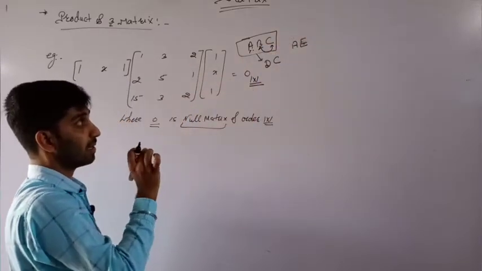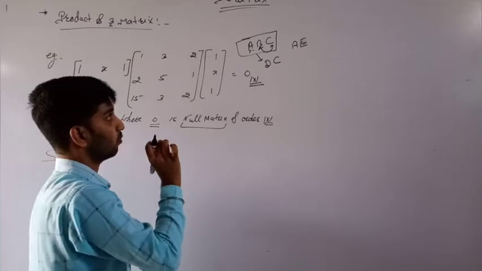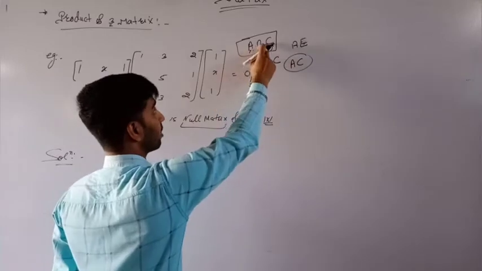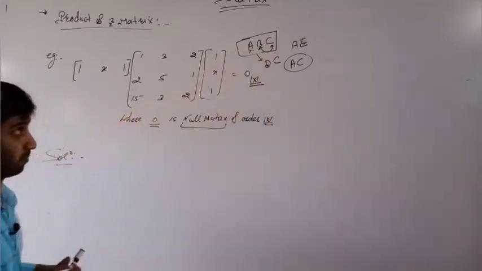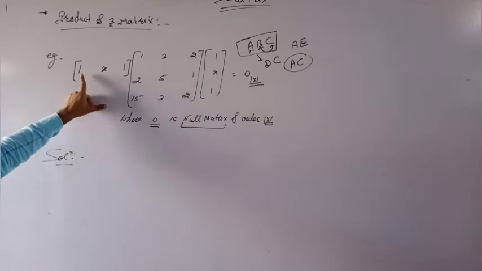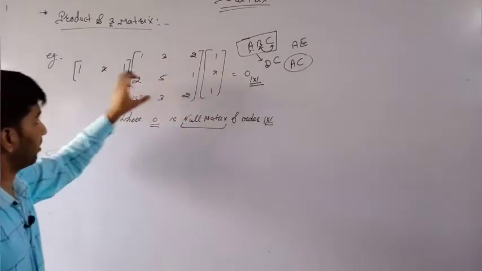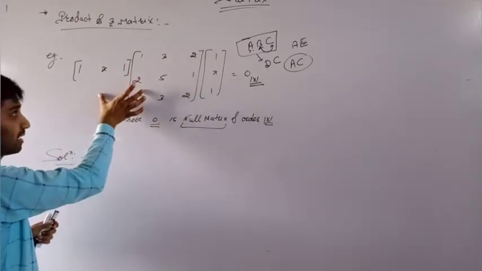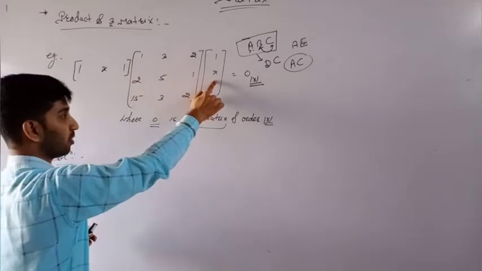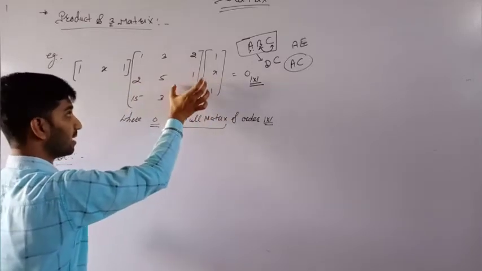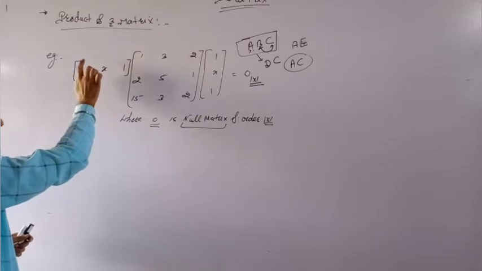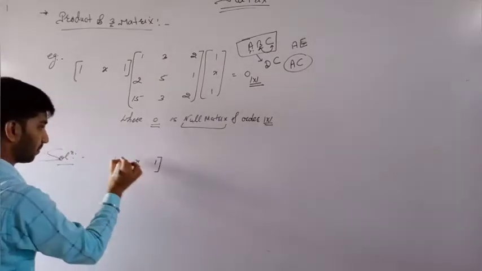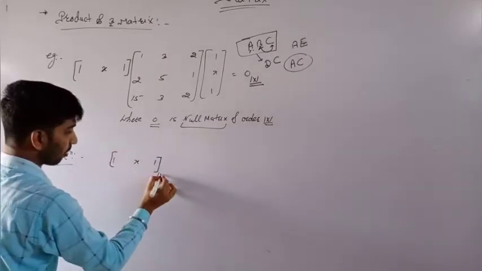But here is an important concept: we cannot multiply A and C directly. We can multiply AB and multiply the resultant matrix by C. We can find BC and multiply the resultant with A, but we cannot multiply A directly to C. If we see the first matrix, it has the order of 1 cross 3.